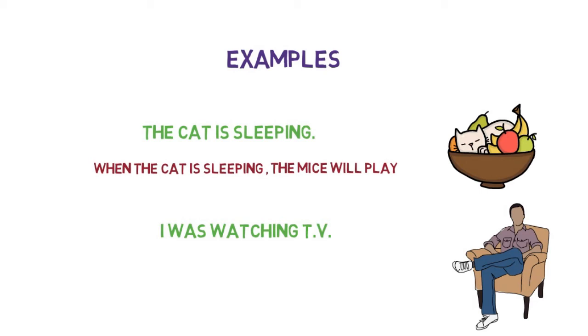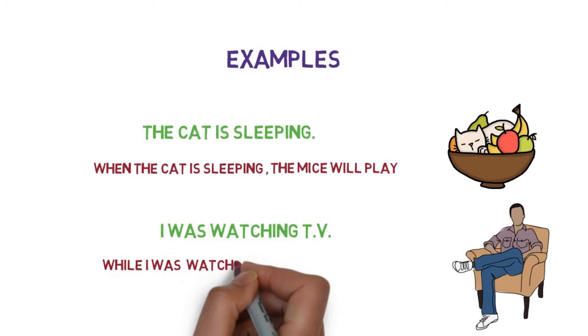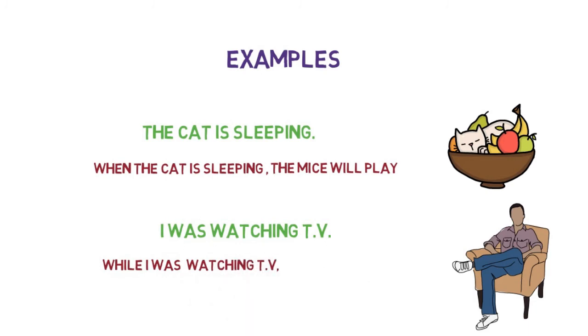But if I add "while" and make the sentence "while I was watching TV," it has a subject, I, and a verb, was watching, but does that give you a complete meaning? If I tell you "while I was watching TV," you will be ready to listen to what happened next. What happened when I was watching TV? What occurred there? So I add another sentence: the power went off. Now it is complete. While I was watching TV, the power went off.